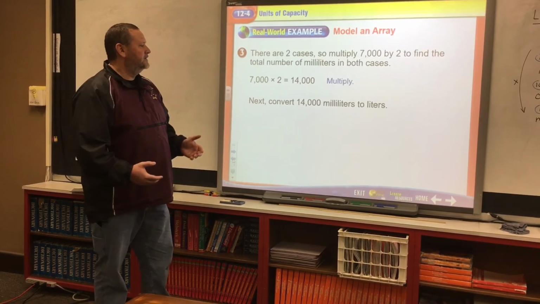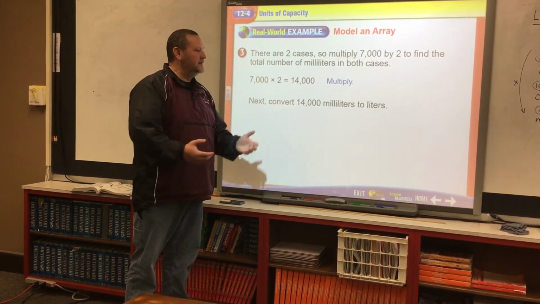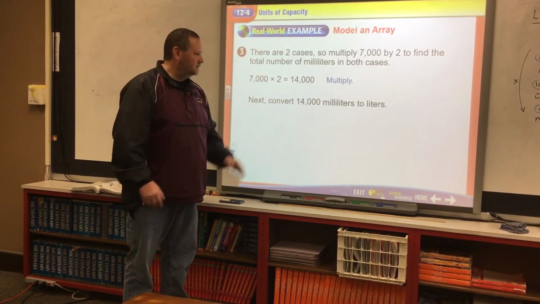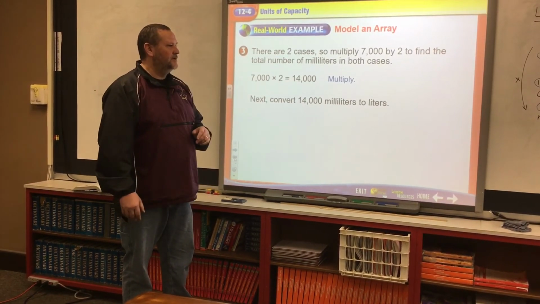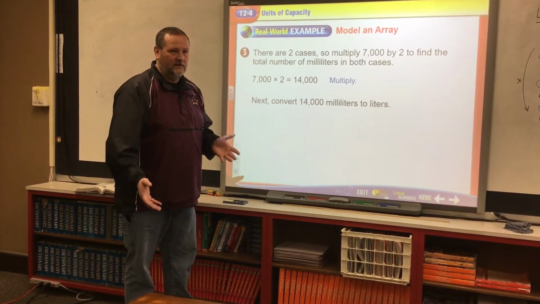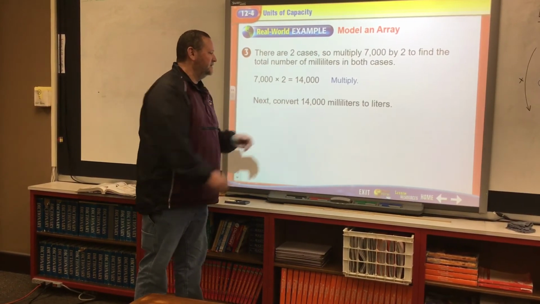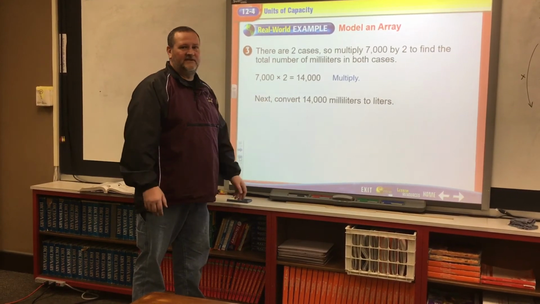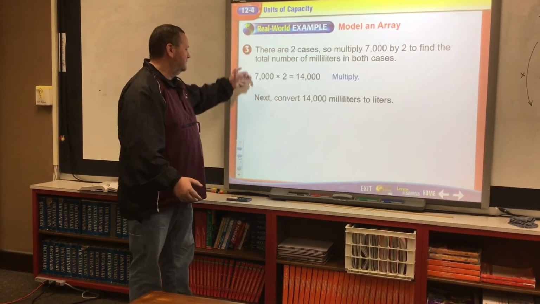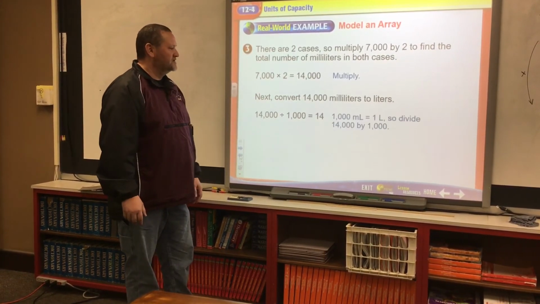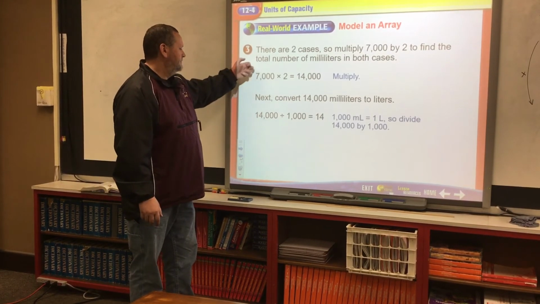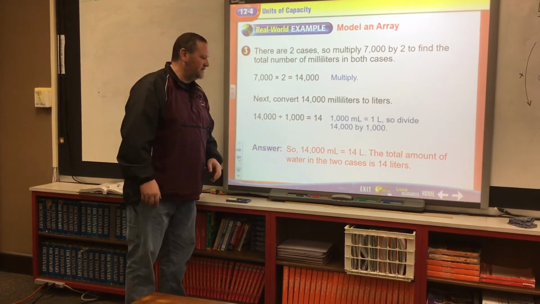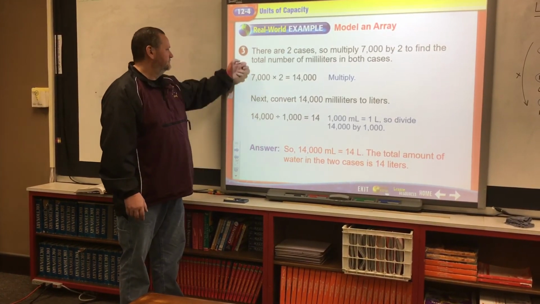Now, we have to convert the 14,000 milliliters to liters. Well, in this case, we're just dividing. Again, we're going from milliliters to liters, so we're going to divide by 1,000. When you're dividing by 1,000, move the decimal point, or just take the 3 zeros off, and we should end up with just 14. So 14 liters is the same as 14,000 milliliters.